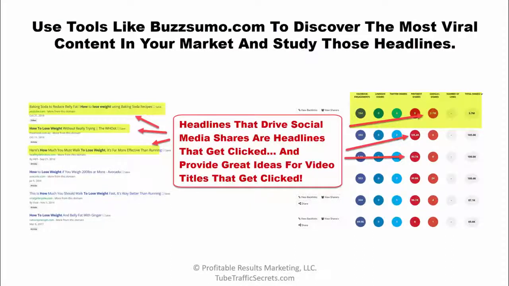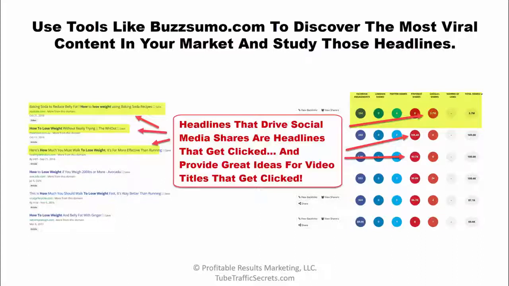BuzzSumo is a free tool. They also have a paid version, but this is the free one we're looking at right now. You type in your primary keyword phrase, and then it'll actually tell you which pieces of content on the internet are getting shared the most on social media sites like Facebook, Twitter, LinkedIn, Google+, and Pinterest.